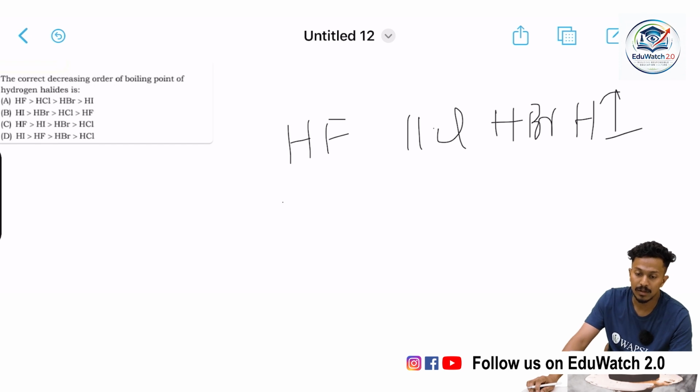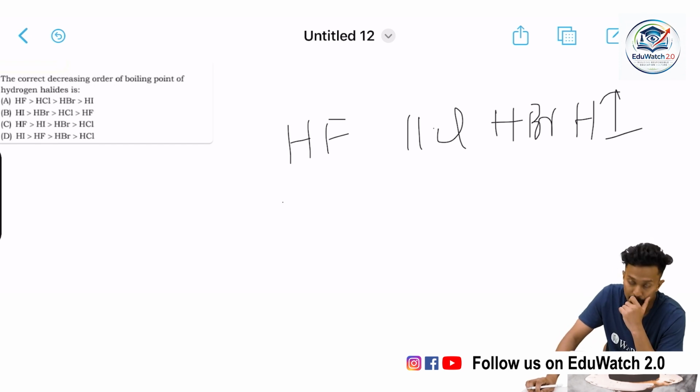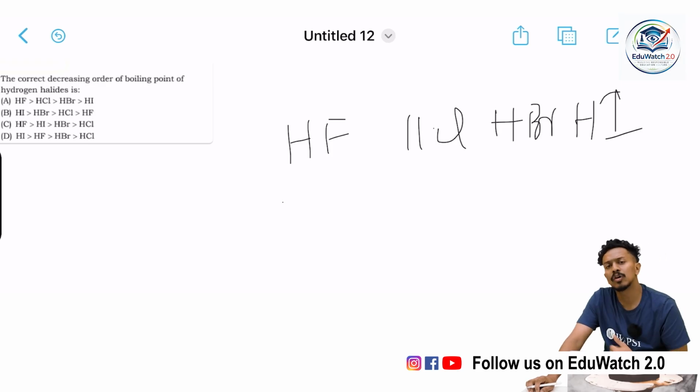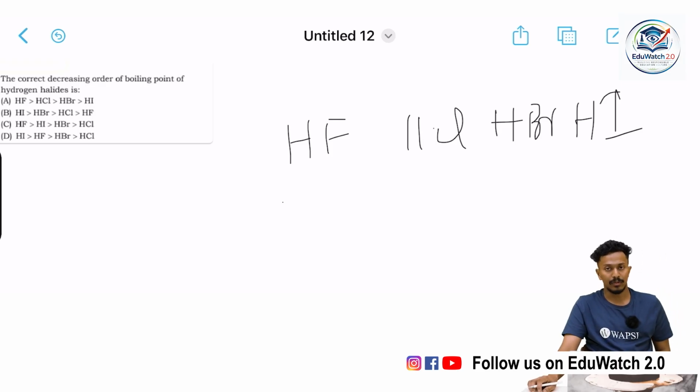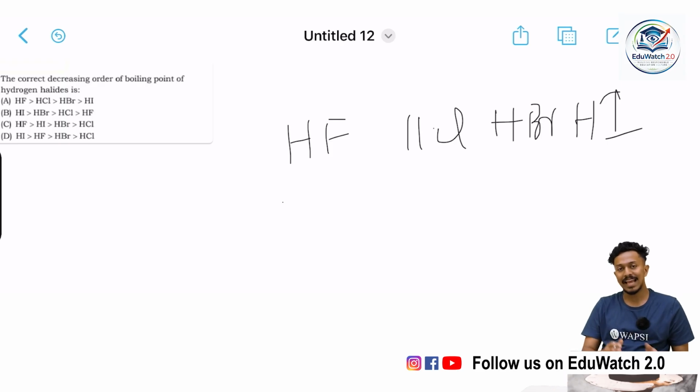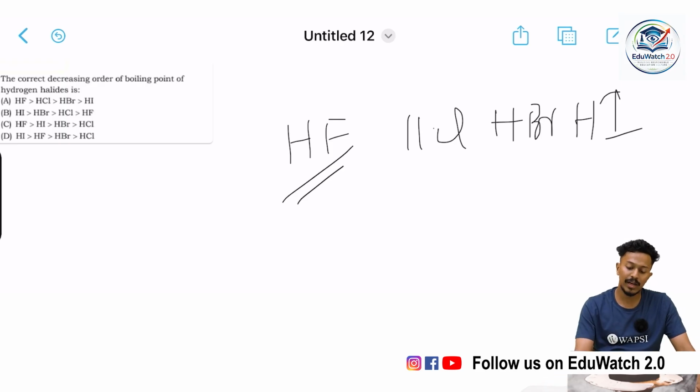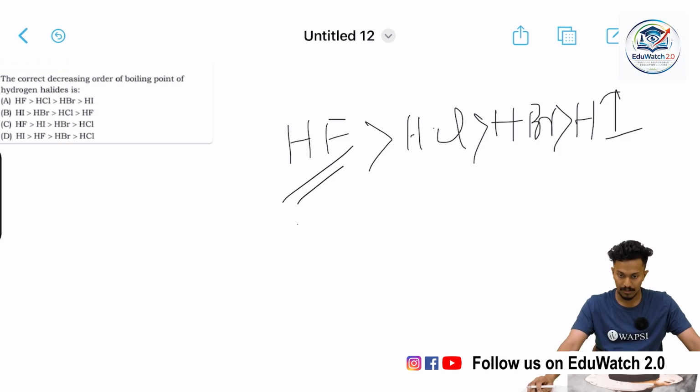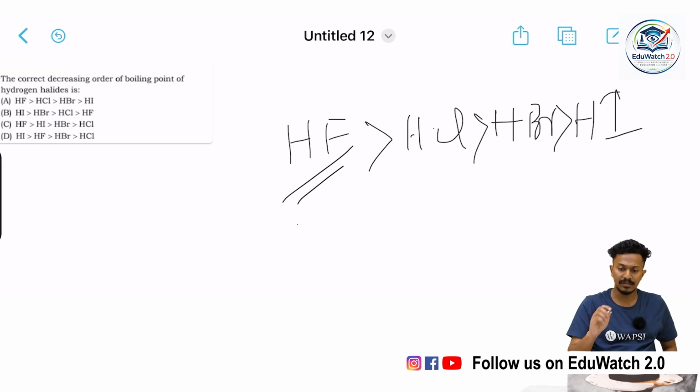So, the correct option would be: more electronegativity of the atom results in the strongest bond between hydrogen and the halogen atom. The most electronegative atom in the periodic table is fluorine. So HF is the strongest one, and to break that, the boiling point is higher. It becomes like this: HF, HCl, HBr and HI.